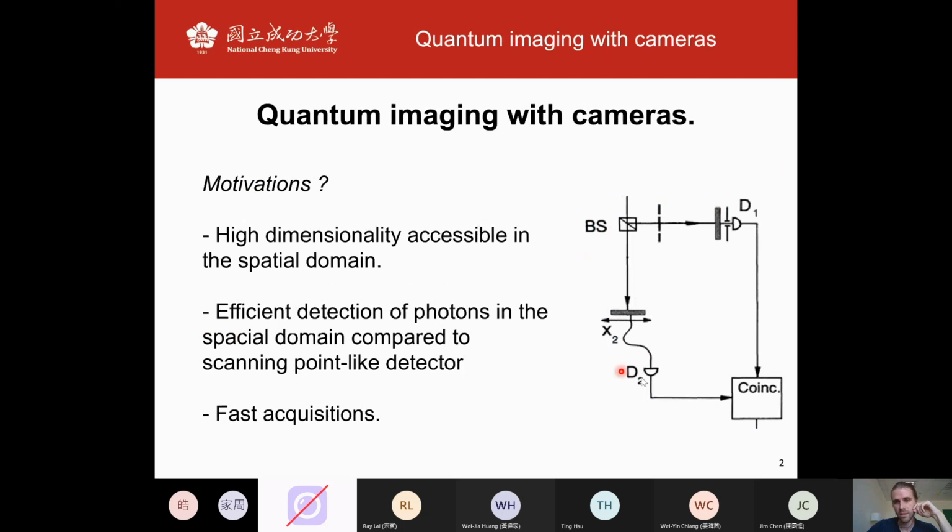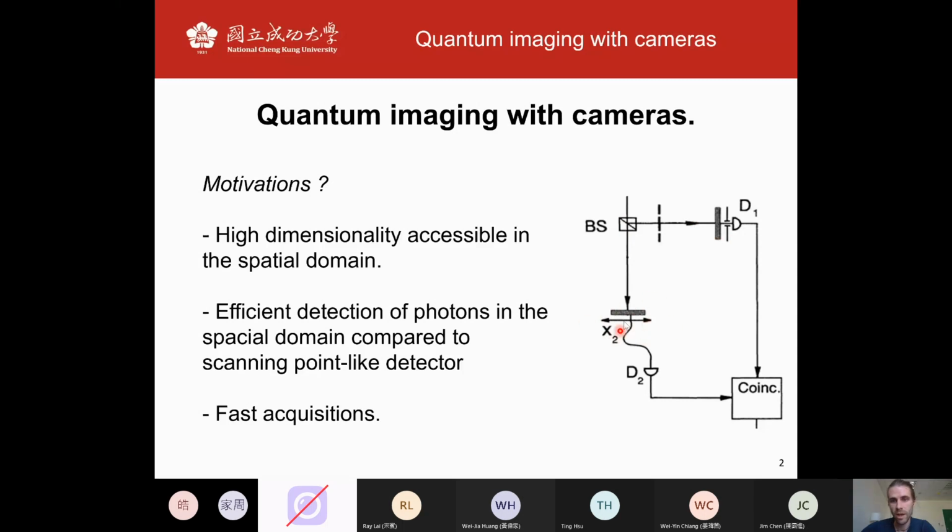So just as an example, this is probably the first realization of quantum imaging. While they were using quantum light, it can be done classically. It's what they called ghost imaging. Nevertheless, it's one of the first realizations in this domain of quantum imaging. They were using quantum correlations here to detect an image.